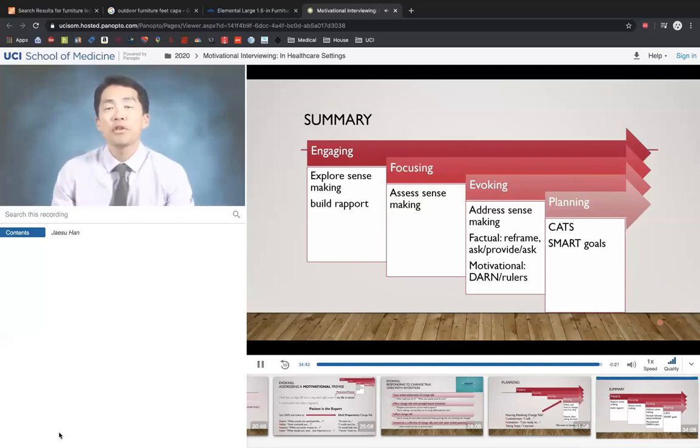Hopefully, this has been a very useful introduction to MI. Of course, this is just the beginning. I encourage you to take a look at the two books that I mentioned at the beginning of the podcast. They could both be very helpful in practicing MI.